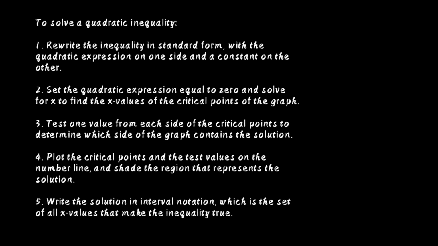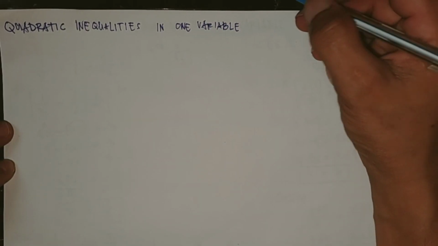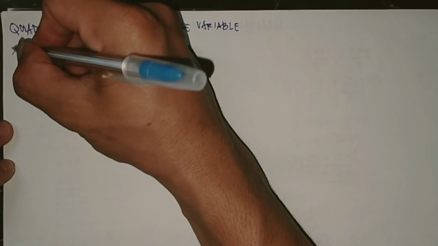Fourth, plot the critical points and the test values on the number line and shade the region that represents the solution. Fifth, write the solution in interval notation, which is the set of all x values that make the inequality true. Let's have an example solving quadratic inequalities in one variable.